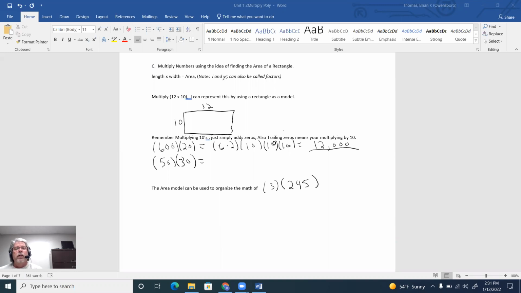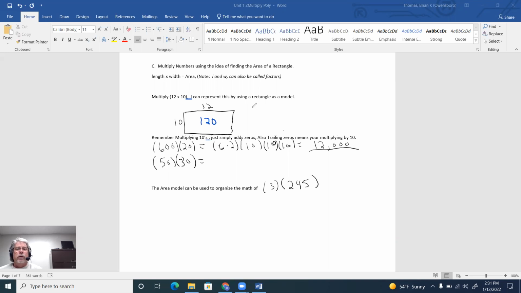So note, L and W can also be called factors since they're connected by multiplication. So when I use the word factors, this means I'm involving multiplication. So if I look at the problem 12 times 10, I can represent 12 times 10 using the rectangle as a model. It doesn't matter where you put the 10 and 12 because this is just a model, but my habit is the shorter side is the shorter number and the longer side is the longer number. So I have 10 times 12, and 10 times 12 would be 120.